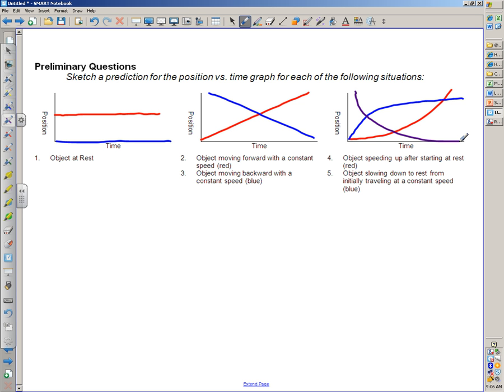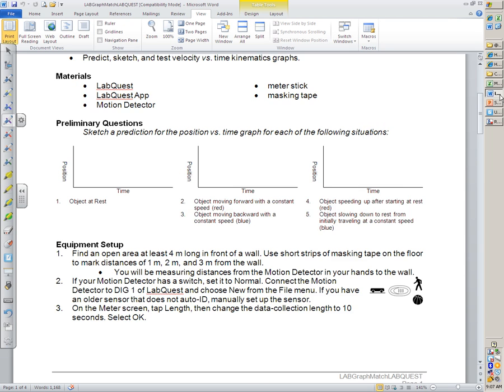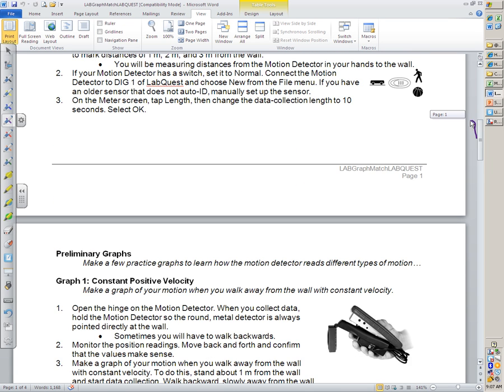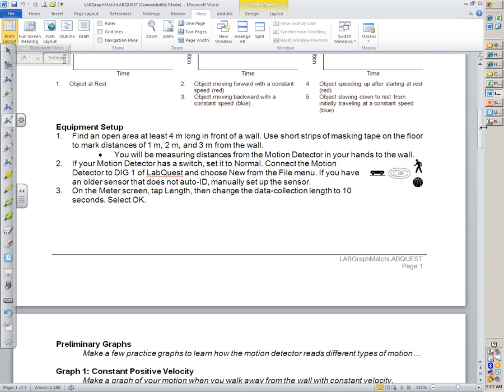Going back to the lab, there are some things I want you to cross out. On the first page, where it says equipment setup, cross out number 1. You're not going to do that. Cross out number 3. You're not going to do that either. You are going to do number 2, which says plug the motion detector into the LabQuest.